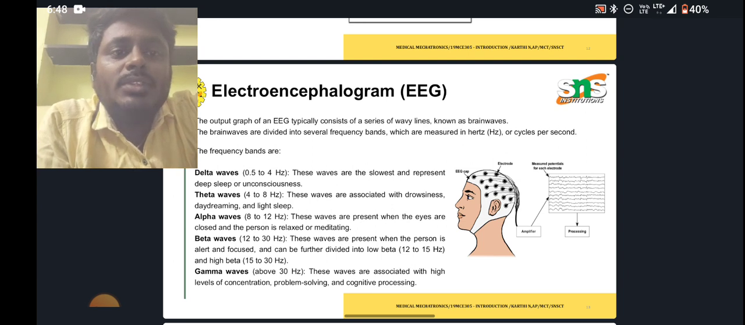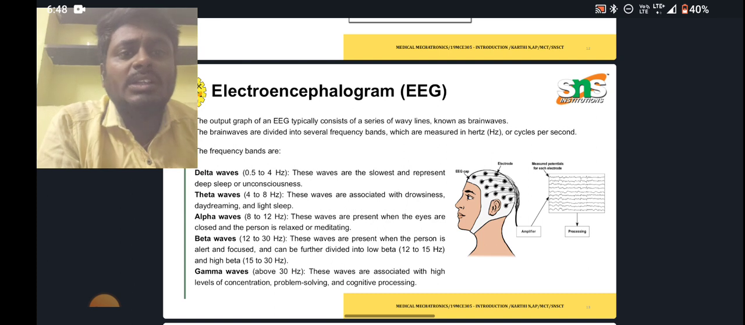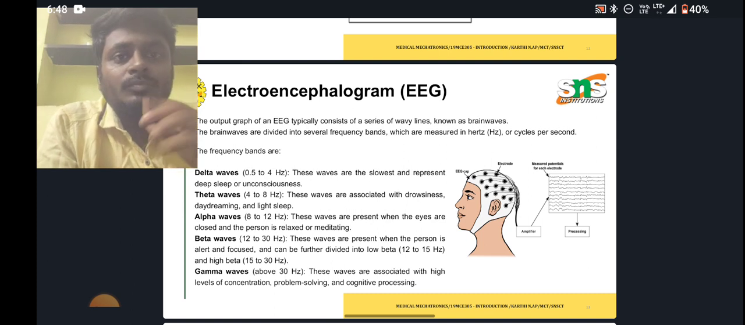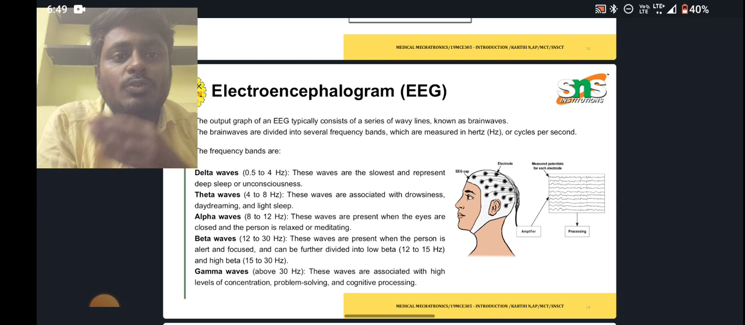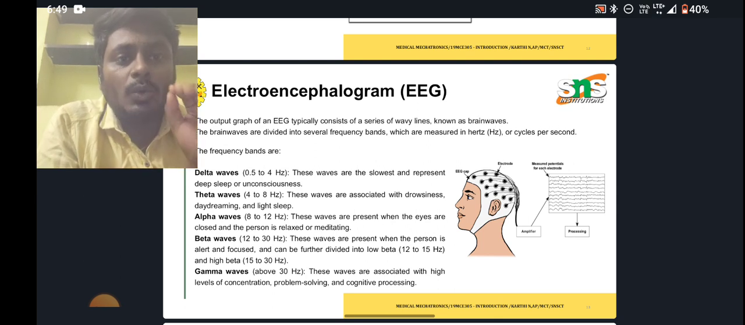The brain waves are divided into several frequency bands, which are measured in hertz or cycles per second. Delta waves range from 0.5 to 4 hertz, and these waves are the slowest and represent deep sleep or unconsciousness. Theta waves range from 4 hertz to 8 hertz. These waves are associated with drowsiness, daydreaming, and light sleep.